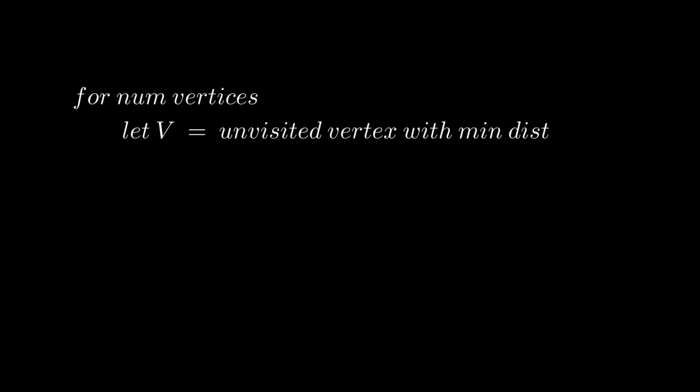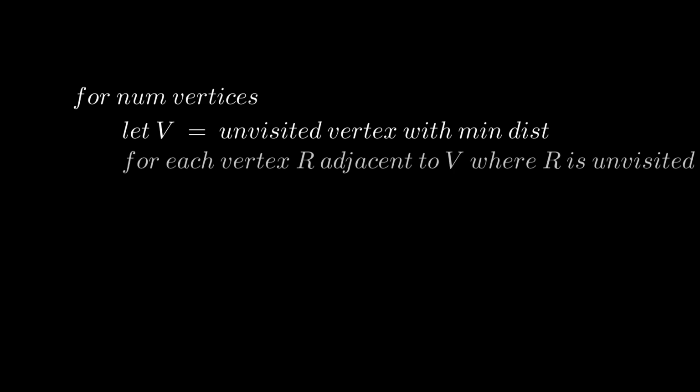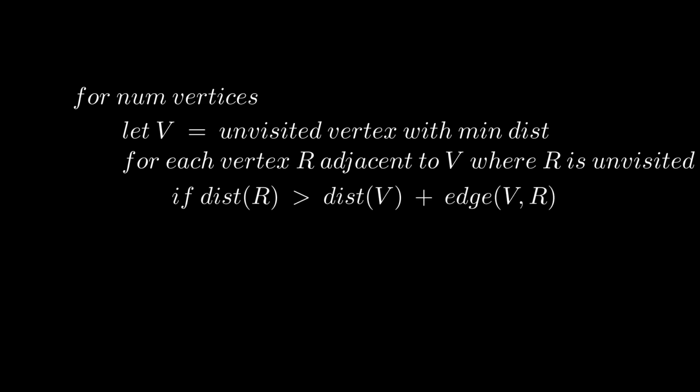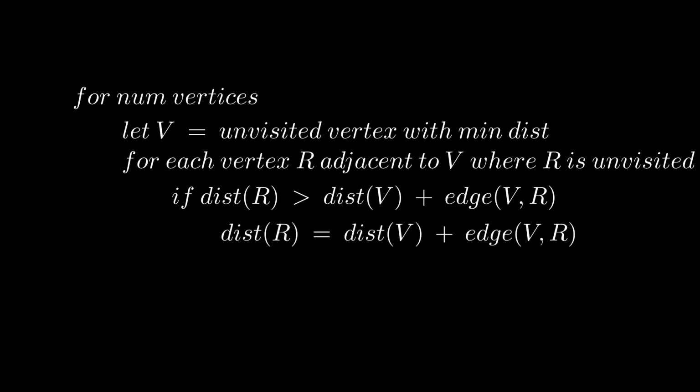For each vertex, find the unvisited vertex V where the distance is minimum. For each unvisited vertex R that is adjacent to V, check the following condition. If the distance from the source to R is greater than the distance from source to V plus the edge from V to R, then update the distance to R to equal distance to V plus the edge from V to R. Let's look at an example.